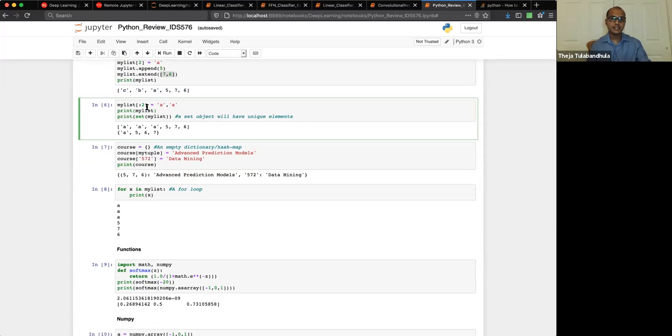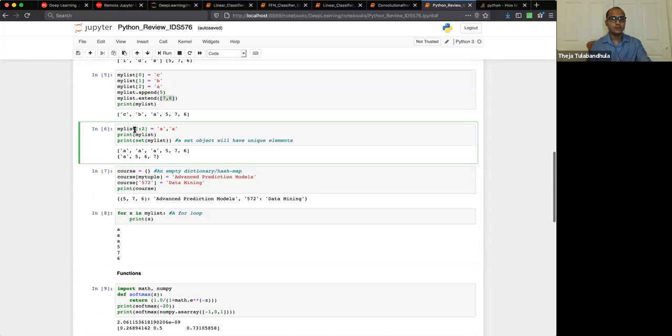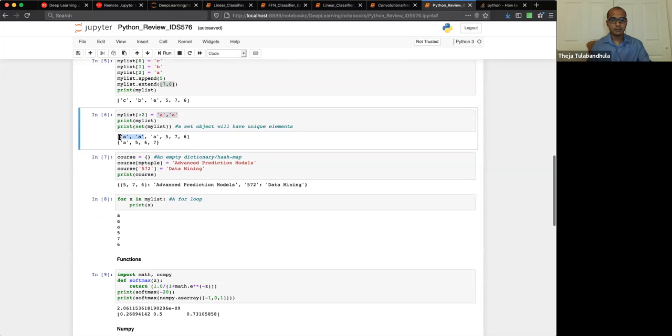List indexing is also useful. You put a colon and the index of the element that you don't want. List indexing is from 0. So if you don't want the second element onwards, starting from the 0th element, you can do colon 2, for example. It will just take the first 2 elements. And here I'm assigning the first 2 elements to be a, a. You can see that here it became a, a instead of c, b.